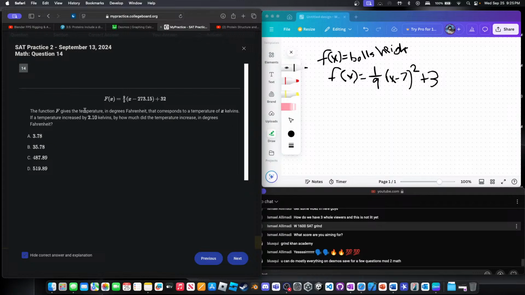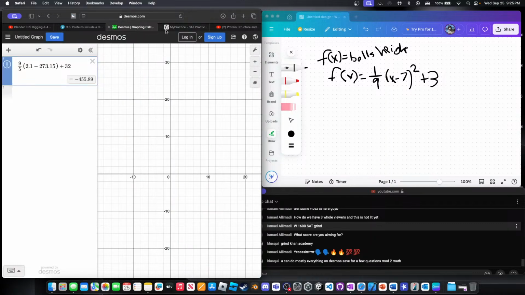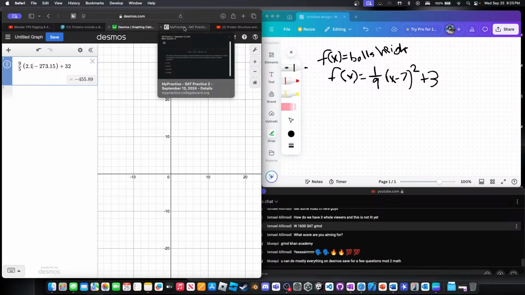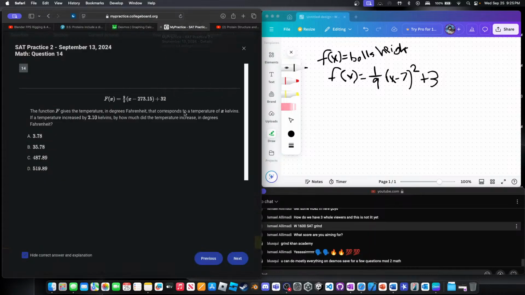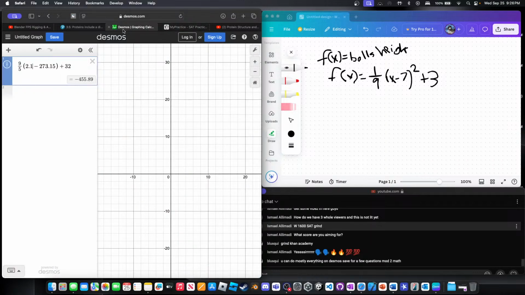Wait, okay, the function f gives the temperature in degrees Fahrenheit that corresponds to a temperature of x kelvins. Okay, if the temperature increased by 210 kelvins, by how much did the temperature increase in degrees? What? That would make sense if they put this, but like, hello? Are you guys seeing anything? Okay, why don't I plug this to a graph?